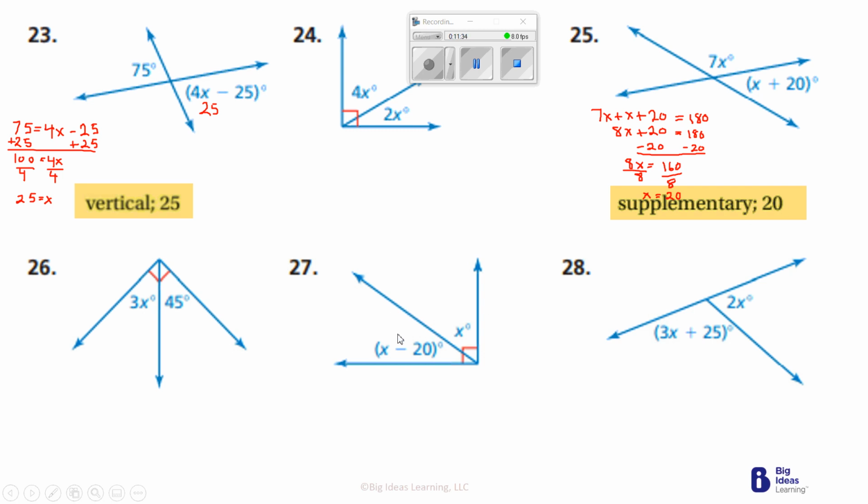27 is mine. These two angles form complementary angles, which means angles that equal 90 degrees. So this is going to be x, which I find right here, right? And then I'm going to take this and add it to it. So plus x minus 20. And all this has to equal 90 degrees. Well, x plus x is 2x.